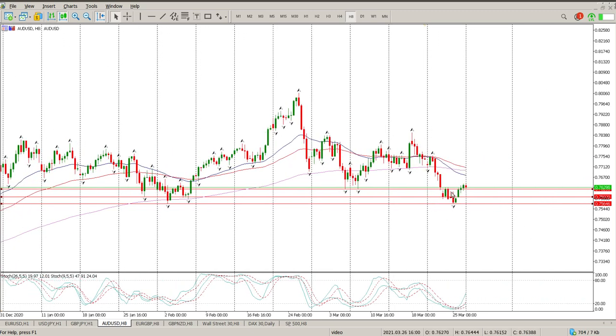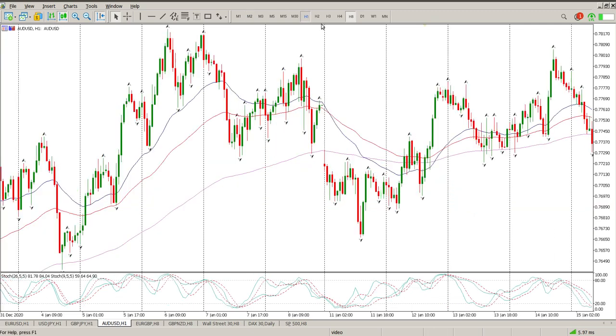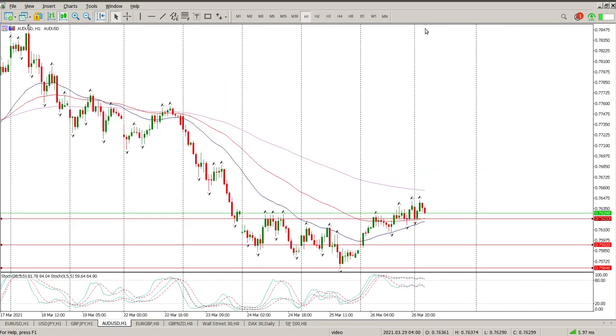So you can see, that's the area that actually needs to give, which is the low of last week. If this area gives way, then we're definitely looking for shorts here. So that's 0.75646. If I look at the hour, nothing really going on here.